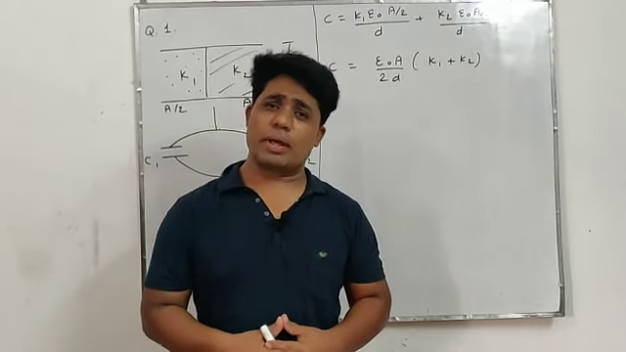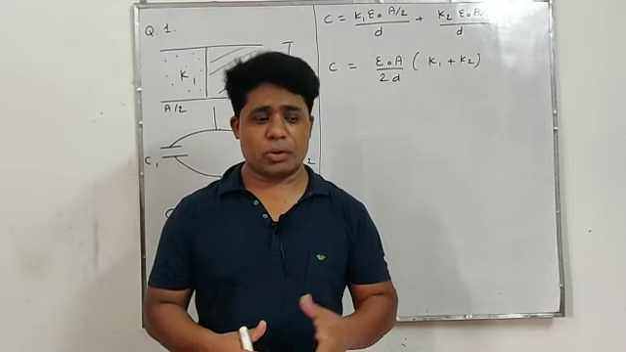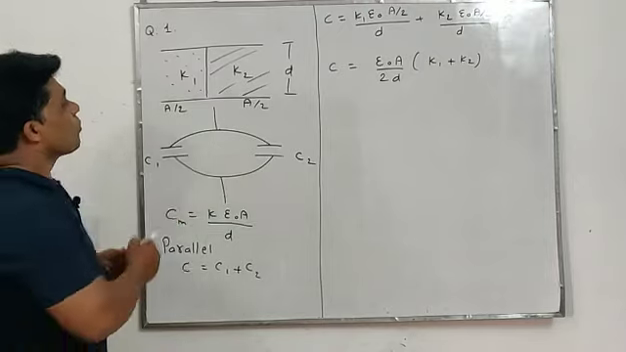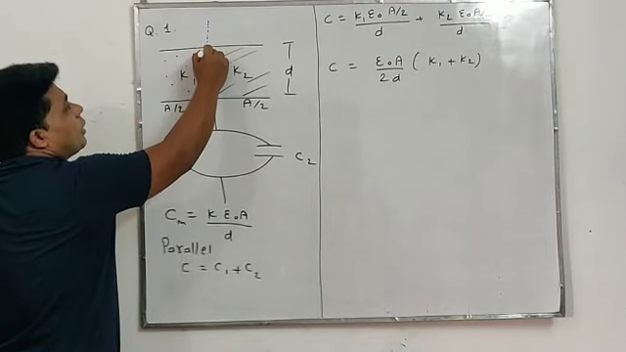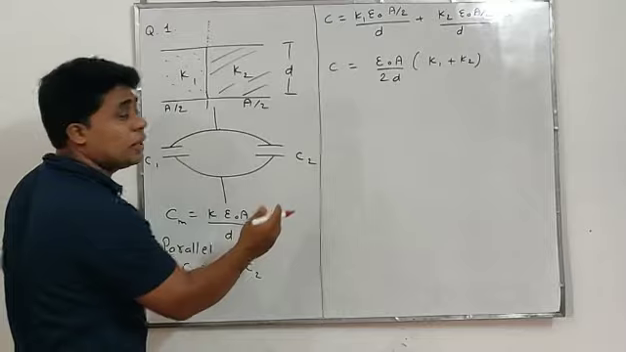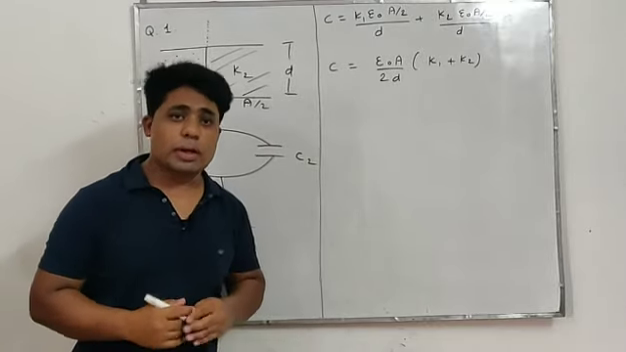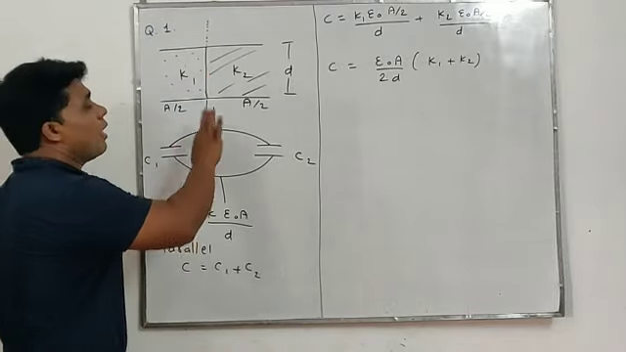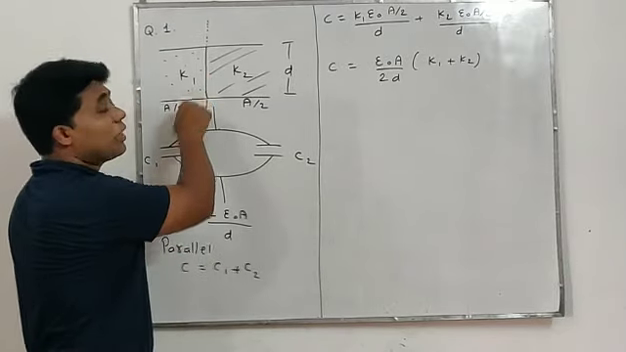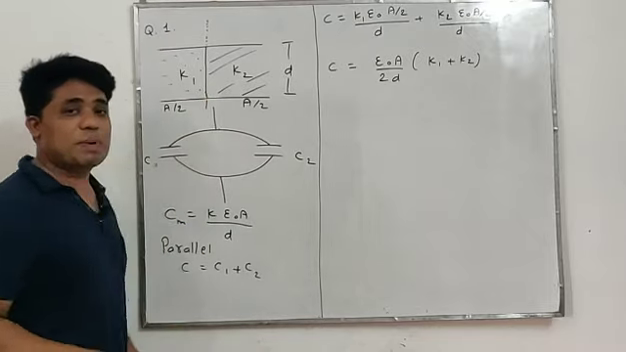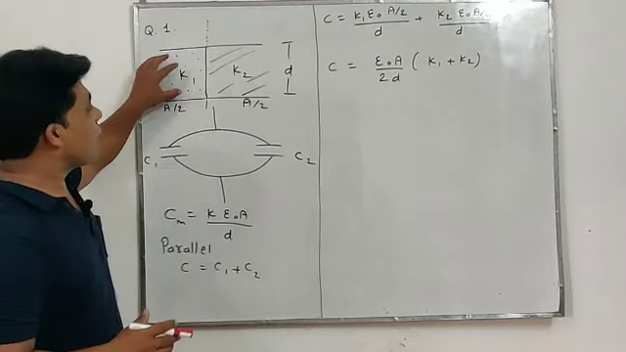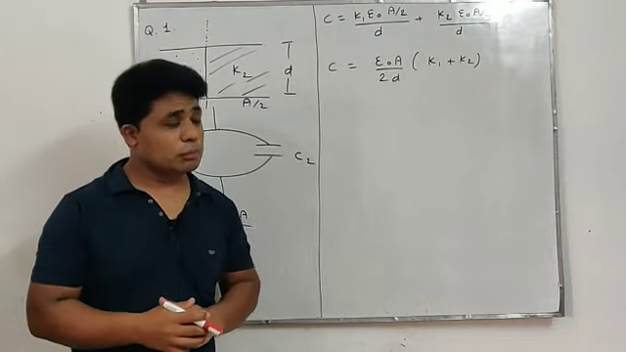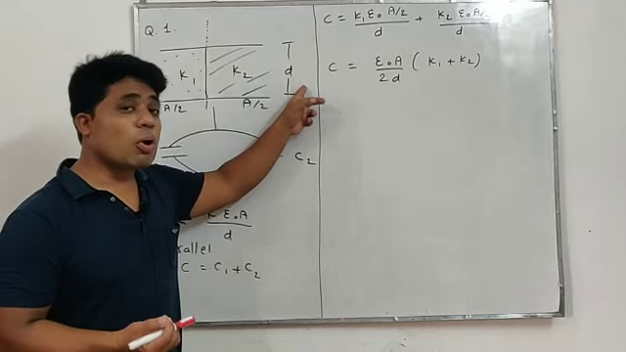Today we will discuss numericals on parallel plate capacitor. Look students, what are we given? We are given a parallel plate capacitor that is divided vertically in two parts, having dielectric medium with dielectric constants K1 and K2 respectively. It means this part has dielectric constant K1 and that part has dielectric constant K2. Separation between the plates is small d.